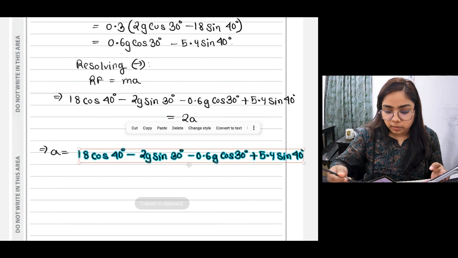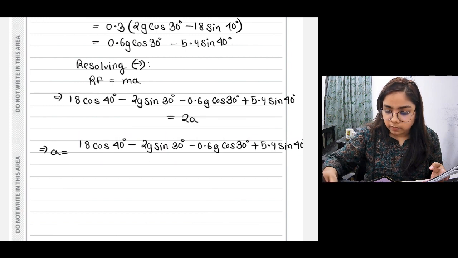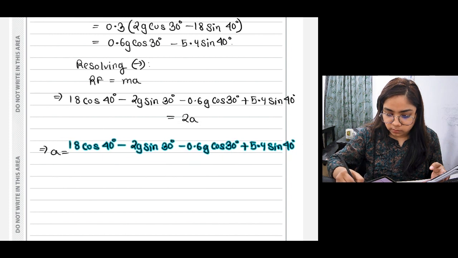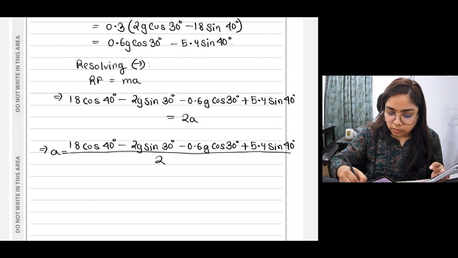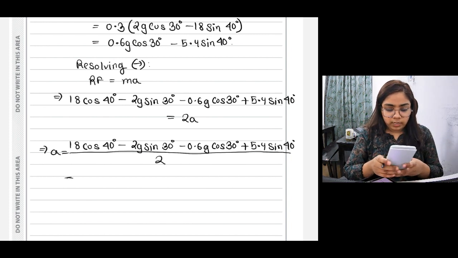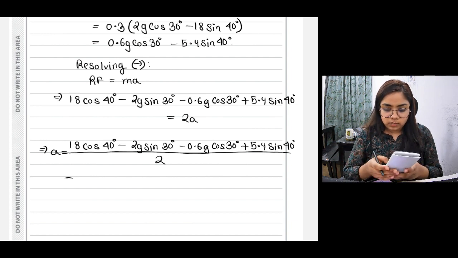I'll copy this and divide it by the mass over here. So this entire thing divided by a mass of 2, and that would be 18 cos 40 minus 2 into 9.8 into sin 30 minus 0.6 into 9.8 into cos 30 plus 5.4 into sin 40, and this entire thing divided by 2.